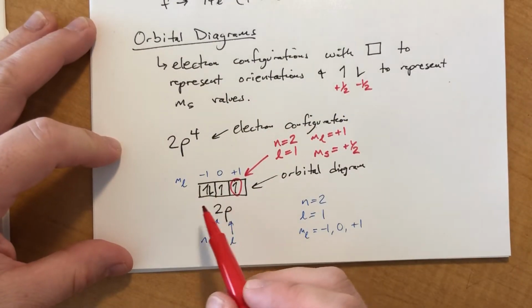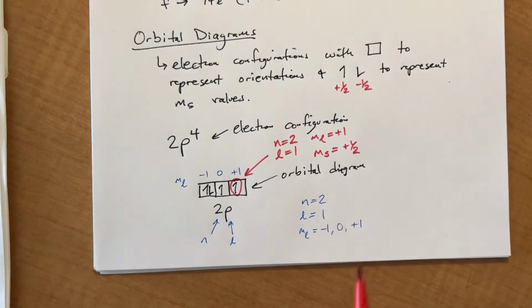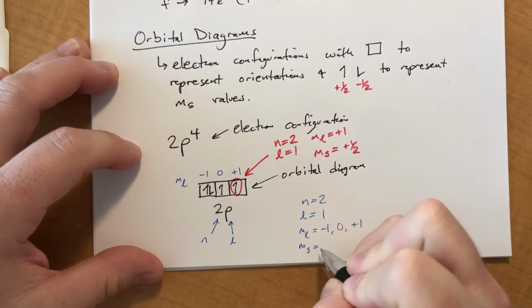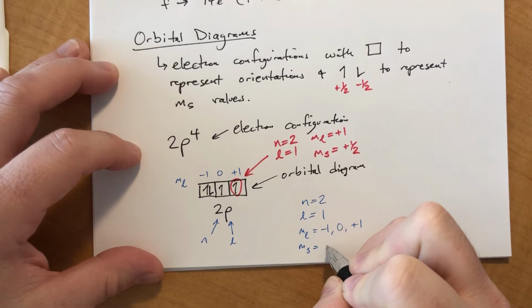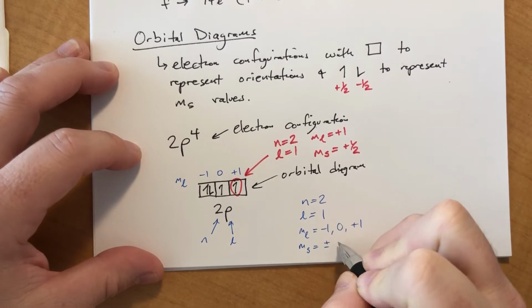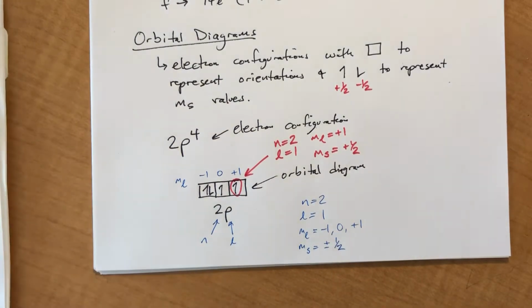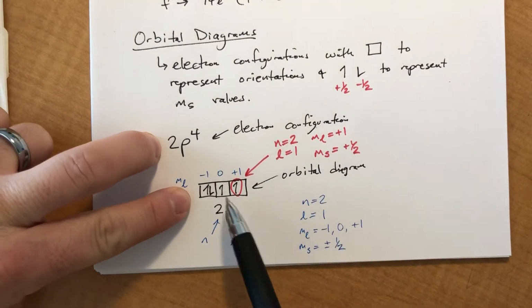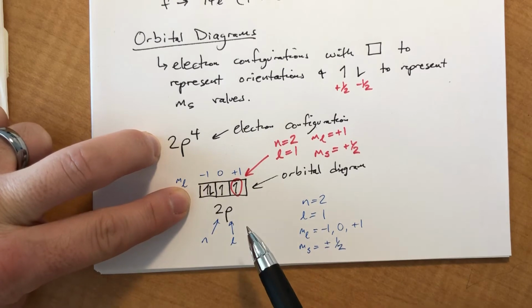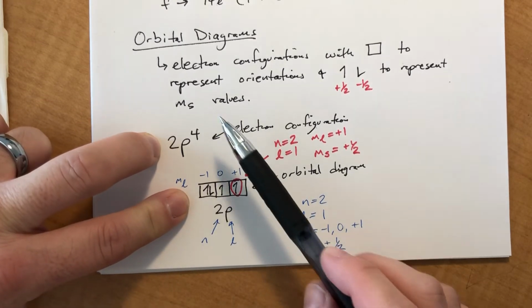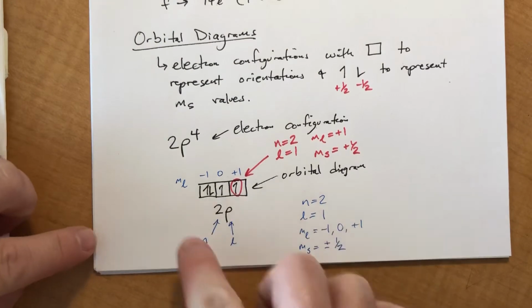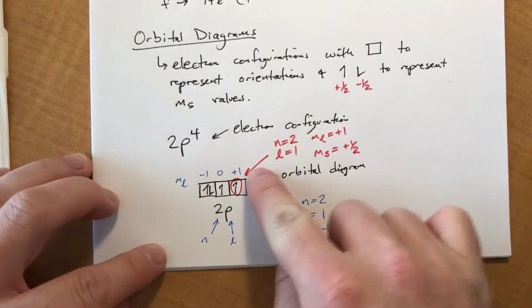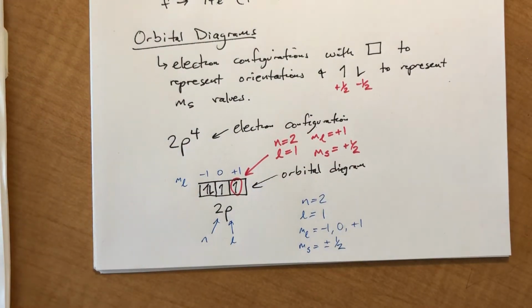We just use arrows and boxes to represent it all instead of having to deal with all the numbers every time. Okay. So for any situation, I forgot to write this down here, the m sub s, the spin values are either +1/2 or -1/2. So these tell us the same thing. This is just significantly more detail. If I asked for the orbital diagram, I only need the part that's in black. The blue is me trying to describe it. The red is me picking an individual electron and describing all the quantum numbers.